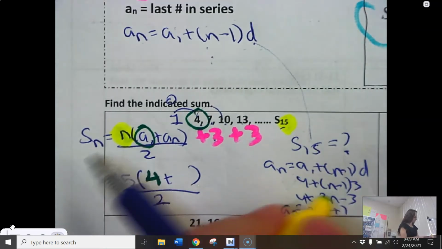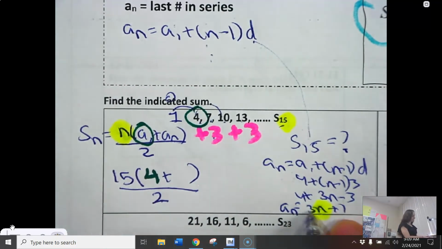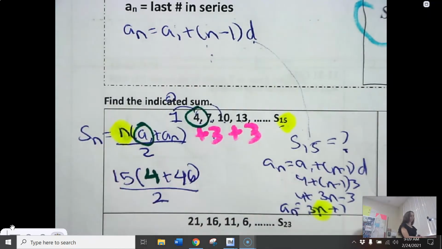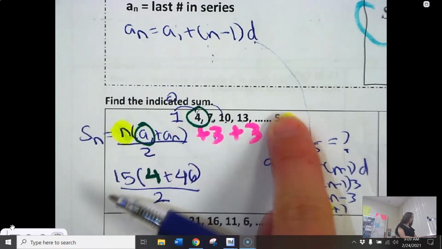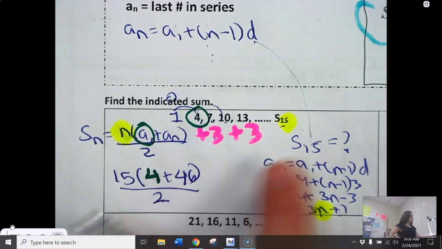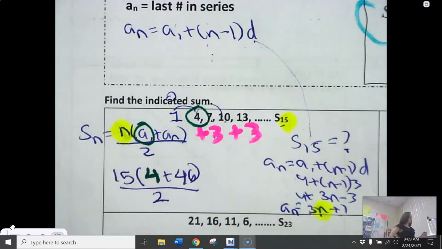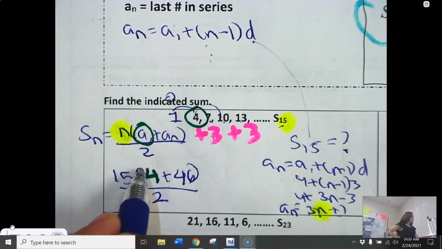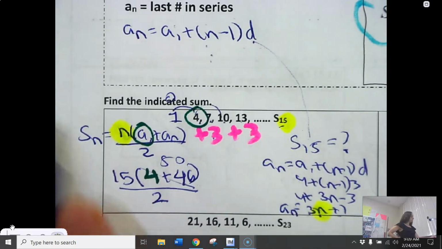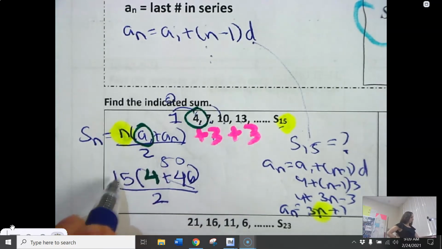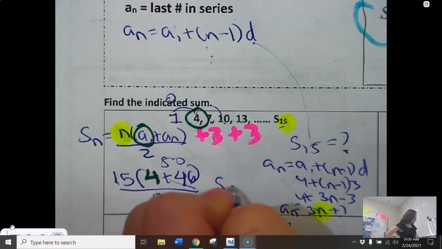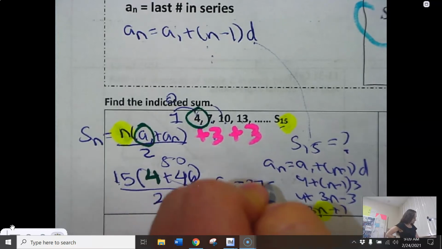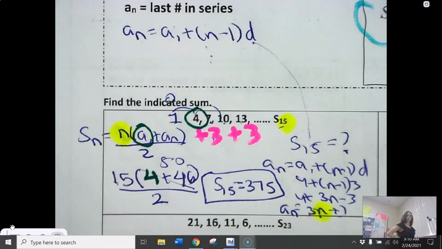Then I have to take that 15 and I plug it in. 3 times 15 is 45, plus 1 is 46. So the 15th number in this sequence, and it's a sequence because it doesn't say plus, is 46. And now I simplify. 46 plus 4 is 50, and then 50 times 15 is 750, divided by 2 is 375. So the sum of the first 15 numbers is 375.